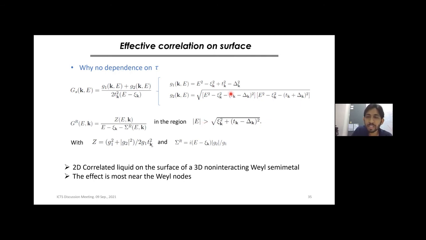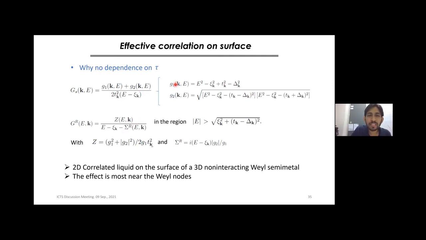has branch cuts, meaning the Green's function is not only real, but also imaginary. Note that I have not put any self-energy here. This is a perfectly free Green's function. This imaginary part in this energy domain, I can easily rearrange to give it the form of an interacting Green's function, where the numerator is the standard quasi-particle residue. And this is our self-energy, something which we routinely encounter, for example, in a Fermi liquid.